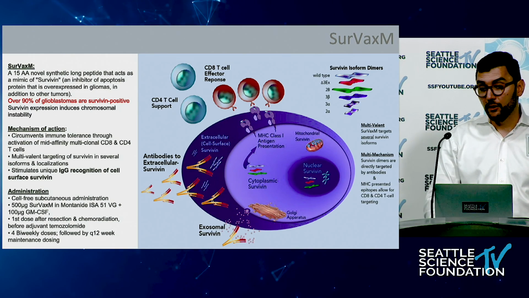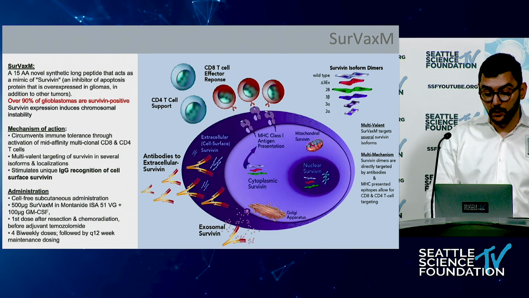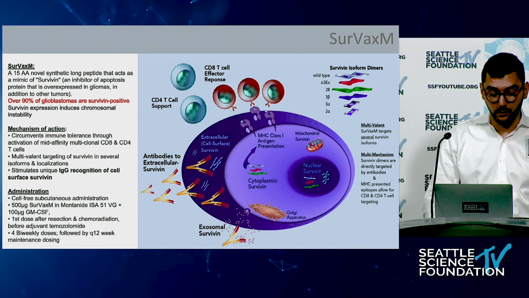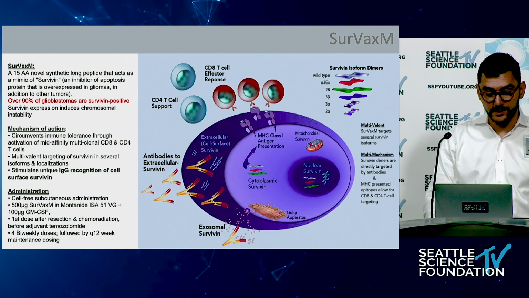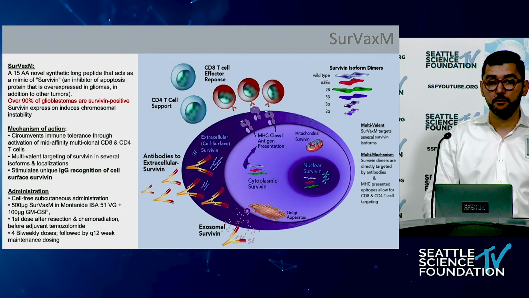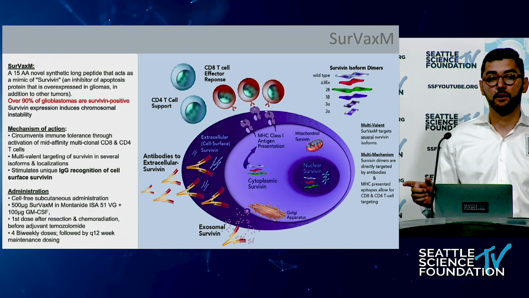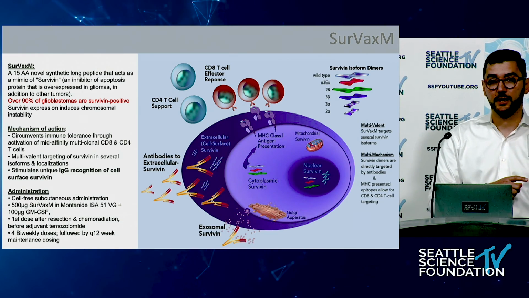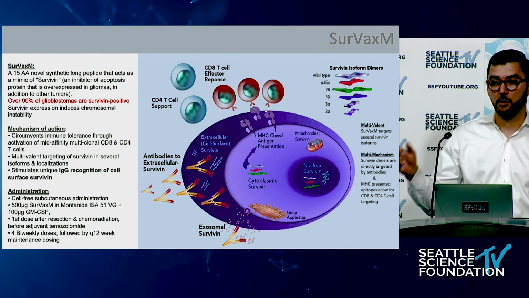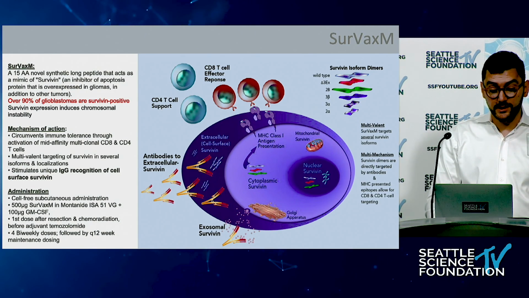And I don't fully understand the development of this vaccine, but I'm told it's been developed in a pretty clever way to circumvent immune tolerance by activating mid-affinity multiclonal CD8 and CD4 T cells. I told you that it's multivalent, so that sort of takes away a potential escape mechanism for the tumor. So you can't just favor another splice variant to get away from this vaccine. It's hitting all the major splice variants. And it stimulates IgG recognition of cell surface survivin.